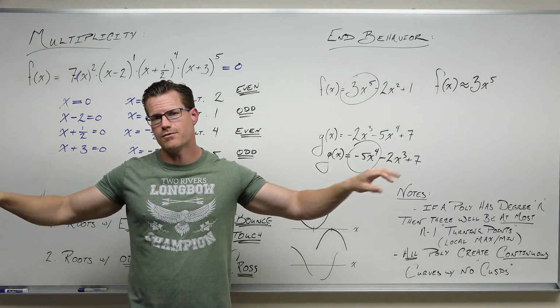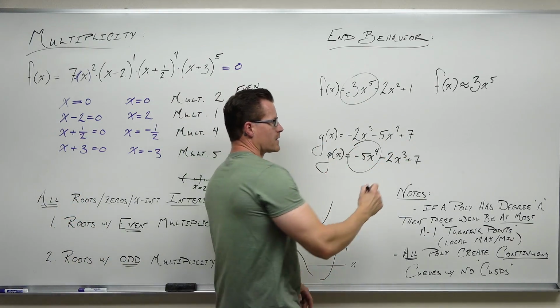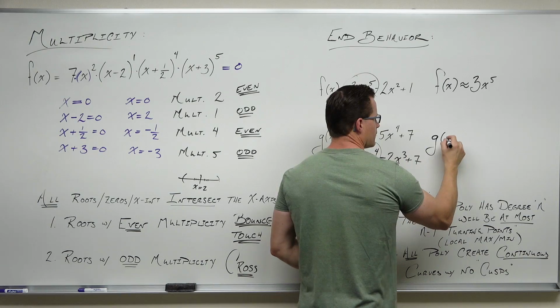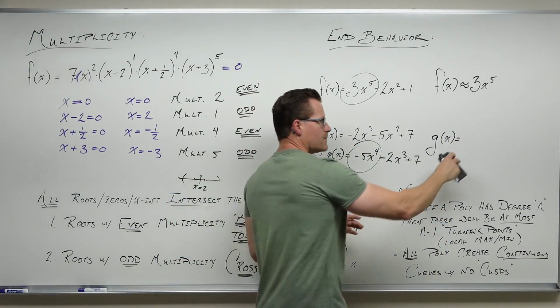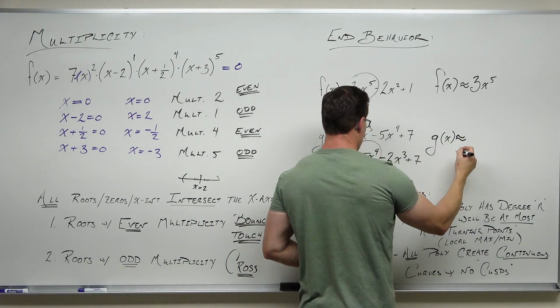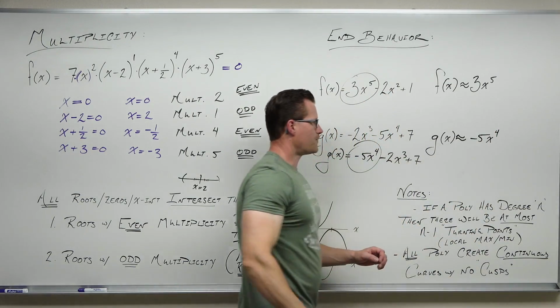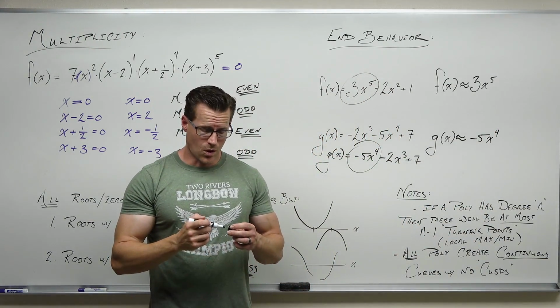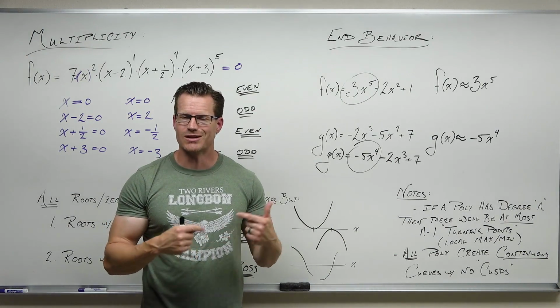At least that's what it's going to look like when we get out to the infinities. X approaches negative infinity and x approaches positive infinity. We're going to see what that looks like. And for g of x, it will look approximately, not modeled exactly, but approximately like negative 5x to the fourth. So all we need to understand is what those power functions look like. Do you remember that last video?